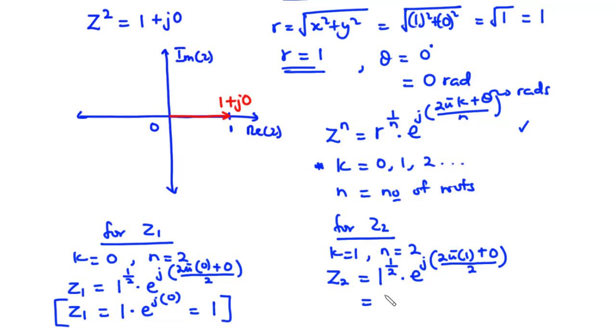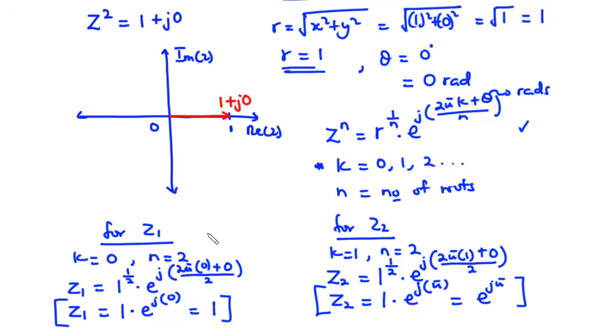1 exponent half is still 1 times e exponent j into bracket 2 pi times 1 is 2 pi plus 0, we still have 2 pi divided by 2, we are left with pi. So therefore we have z2 to be equal to e exponent j pi.